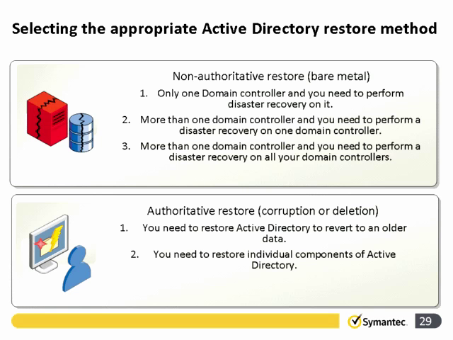If you're going to do the long method of recovering Active Directory, I can do a non-authoritative restore to bare metal. That's where I'm recovering the domain controller. I need to do a disaster recovery on it, and I'm going to let Active Directory replicate back in. On an authoritative restore, I'm going to restore my domain controller, and I may need to restore individual components of Active Directory, and that becomes the master copy that replicates back out.